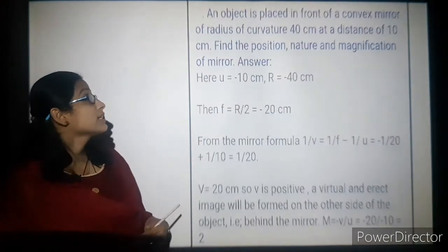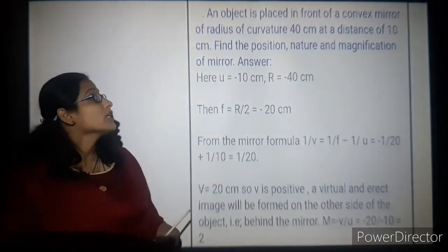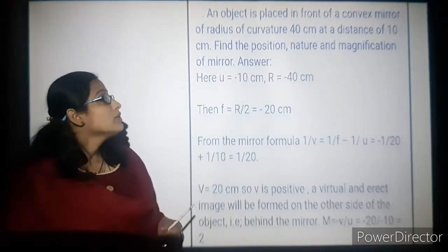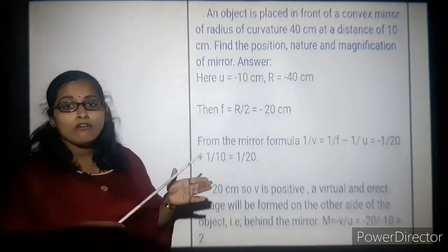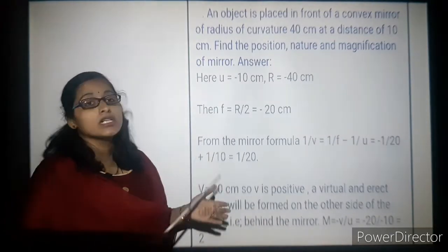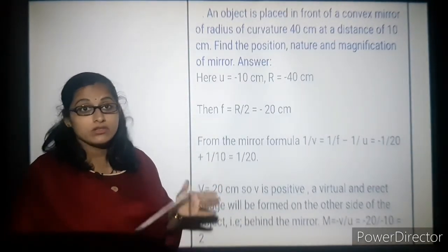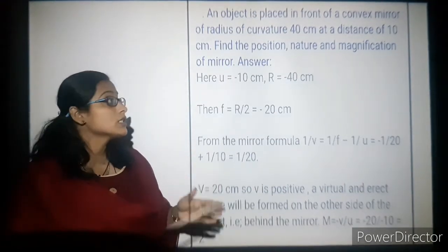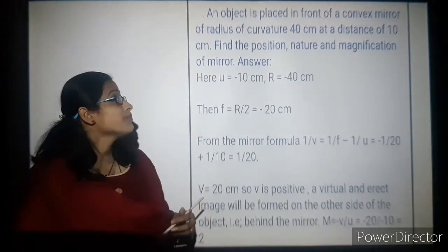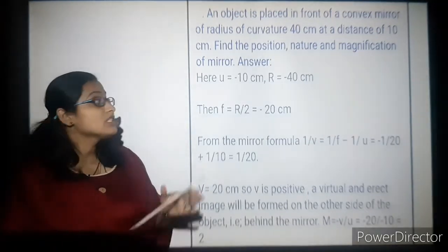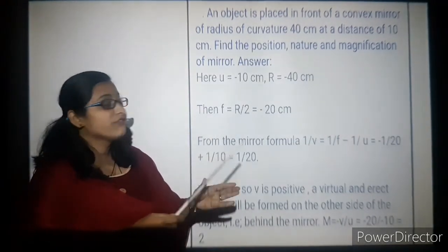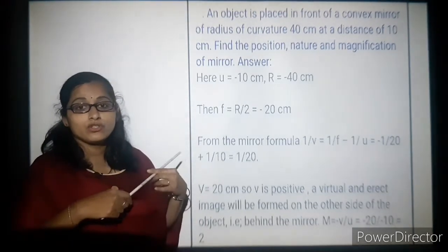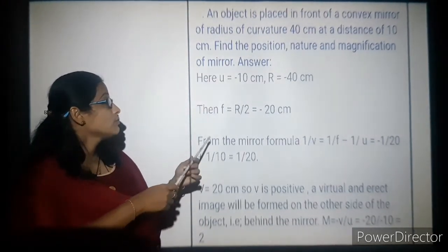So moving on to the next problem. An object is placed in front of a convex mirror of radius of curvature 40 centimeter, at a distance of 10 centimeters. What you need to find is the position, nature and magnification of the image. Refer to the position and nature of the image and solve this problem.